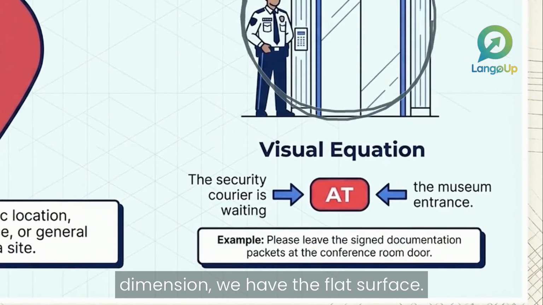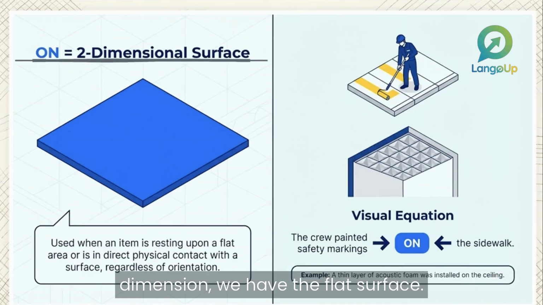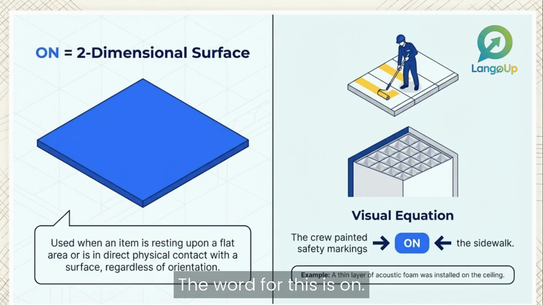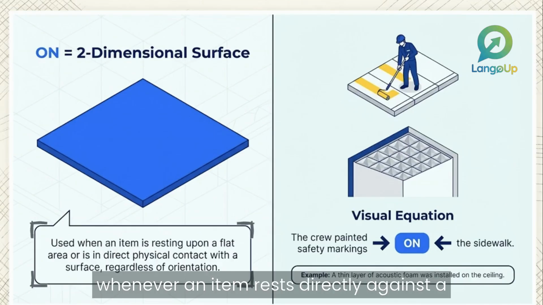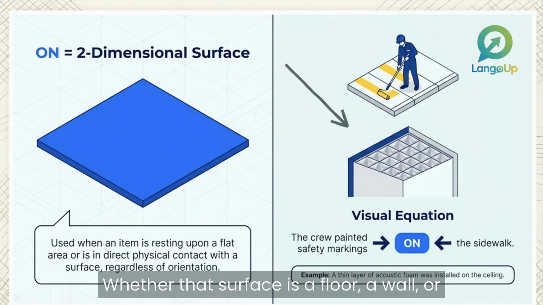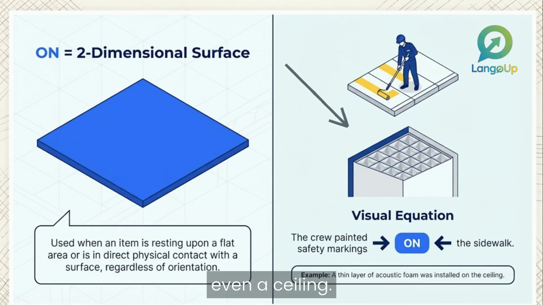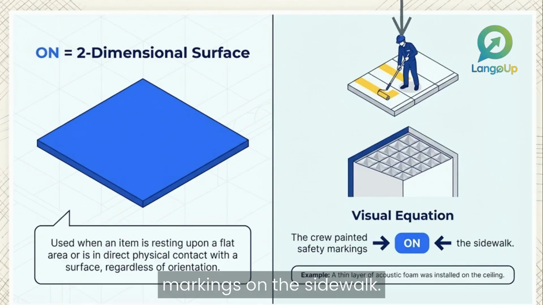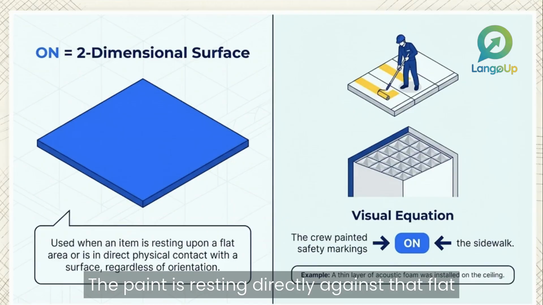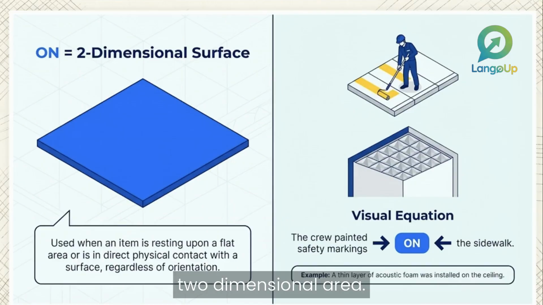Moving up 1 dimension, we have the flat surface. The word for this is on. As this diagram explains, you use on whenever an item rests directly against a flat area, making physical contact with it. Whether that surface is a floor, a wall, or even a ceiling. If a worker applies paint to the ground, they are painting safety markings on the sidewalk. The paint is resting directly against that flat 2-dimensional area.